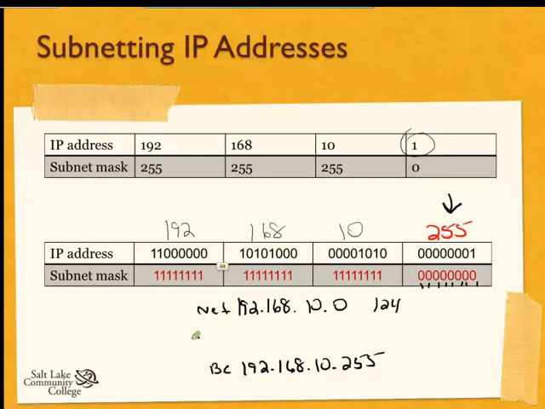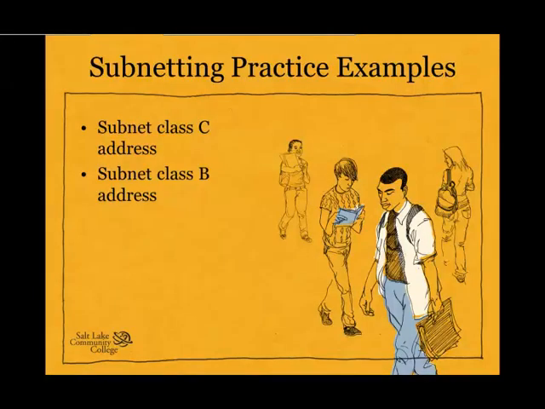The hosts are in between. So our host numbers are going to be 192.168.10.1 to 10.254. Those are the numbers that we actually configure. Next, we're going to look at some examples of subnetting a Class C and a Class B address.